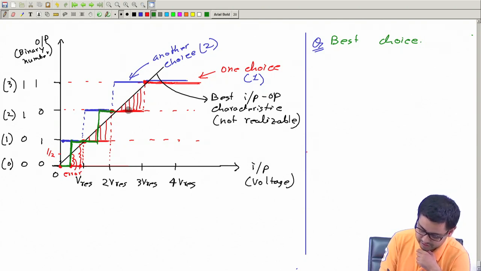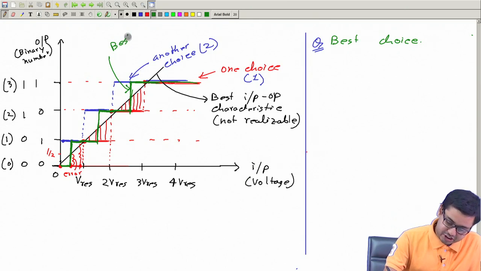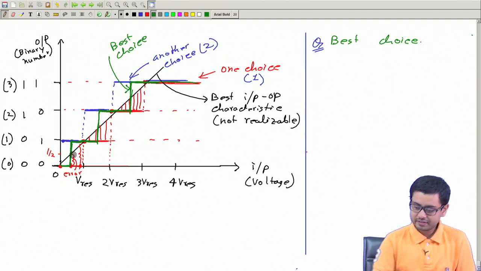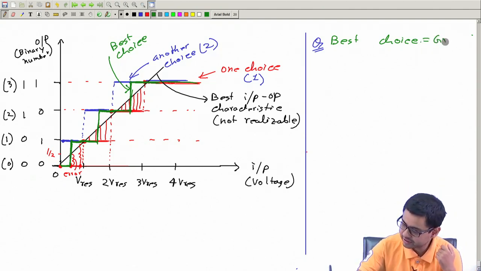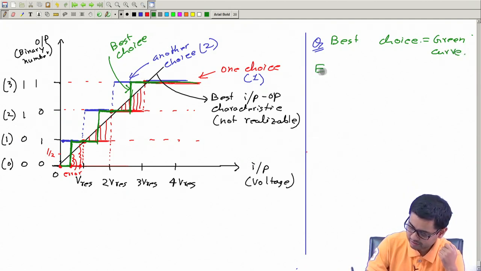Similarly, here I will divide it into halves. If it is less than 2.5, output should be 2. If it is above 2.5, output should be 3. This is the next curve. I will call this the best choice, this green curve. Why is it best? Let us see the error.